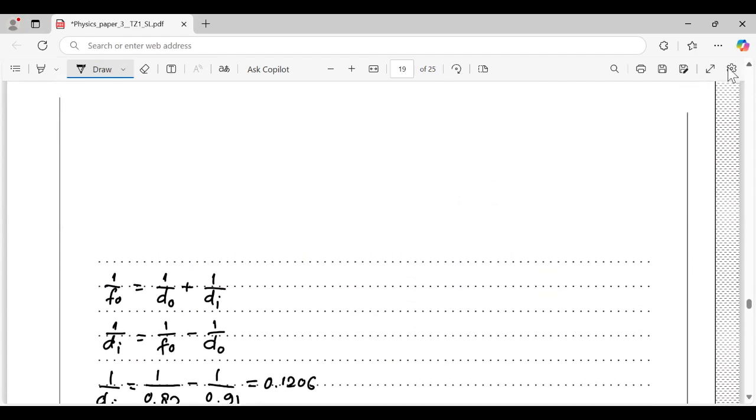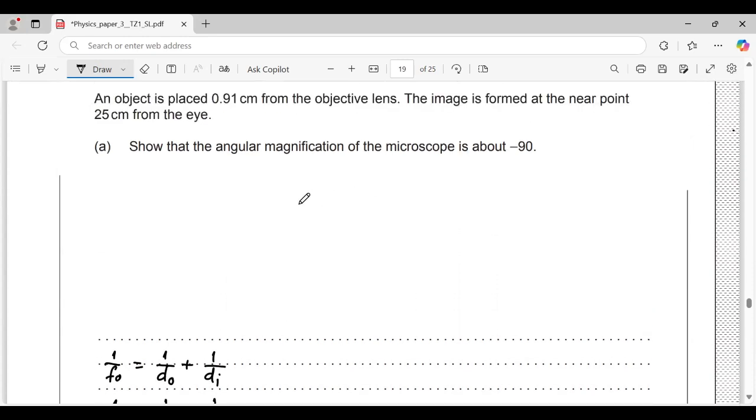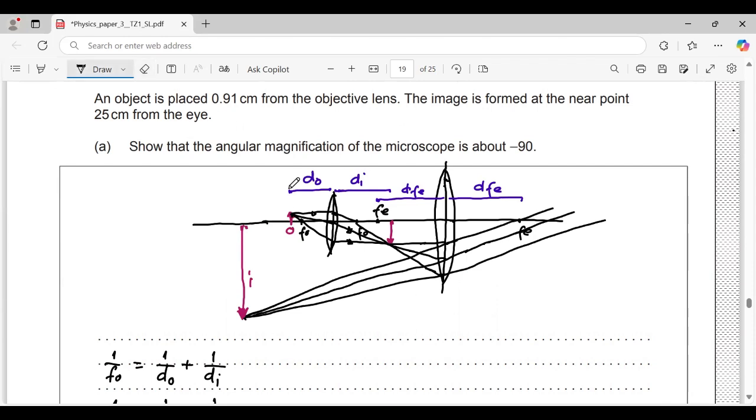Now I would like to show the sketch I have prepared. This one. Look, this is the position of the object. So this is the object distance, and then where is 8.29? 8.29 is from this point to here. This is the object, and the image. According to the information, it is 25 centimeters from the eye. So this is 25 centimeters.